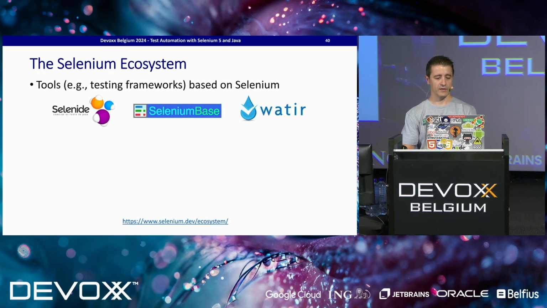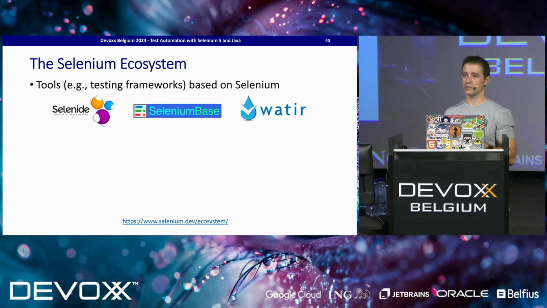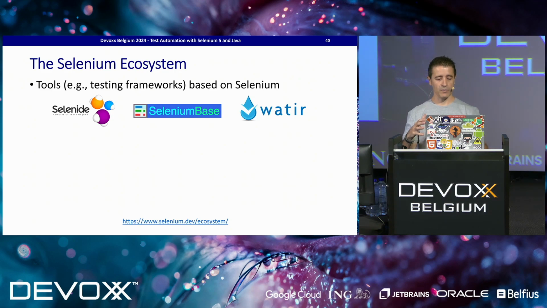First is that it's not only the tool itself, not only the library, but there are other tools, other testing frameworks based on Selenium, right? You can take a look at this page of the Selenium documentation, the ecosystem, in which you will discover that, for example, there are complete testing frameworks built on top of Selenium. One of them is Selenide. Selenide is a testing framework for Java, right? So I said at the beginning that Selenium is a browser automation library, but we also have complete testing frameworks for Java based on Selenium. Selenide is one. SeleniumBase is the same approach, but for Python, and Watir is the same approach, but for Ruby.